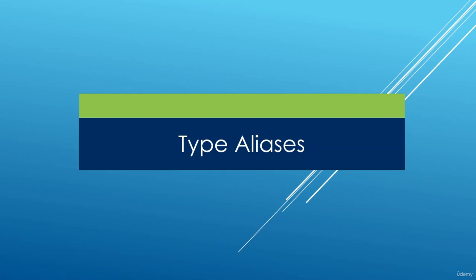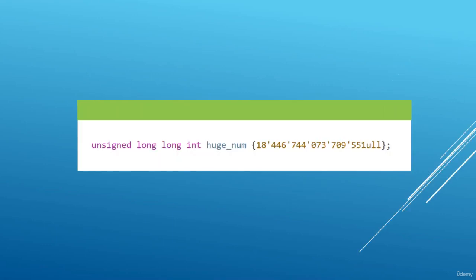In this lecture, we're going to learn about type aliases. This is a technique we have in C++ to give alternative names to our types. Suppose, for example, we have this type, unsigned long int, and we say huge num, and we give it a literal we initialize this guy with. I don't know about you, but I really think this type is hard to type if you happen to be using this a lot in your C++ program.